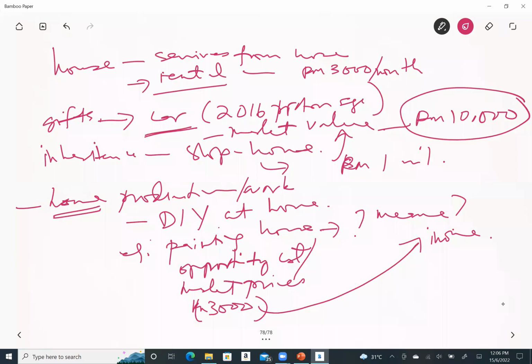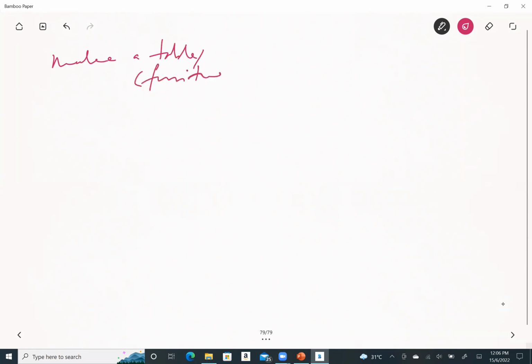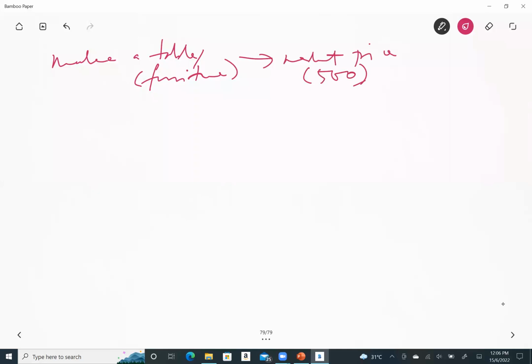So if you make that table, that's good. You do it yourself, you make a table or a chair or whatever furniture in the house. Then what is the market price? If the market price of the table is 500, then we just need to know the market price, because the labor is already included. So let's say the market price is 500, so that is considered income.